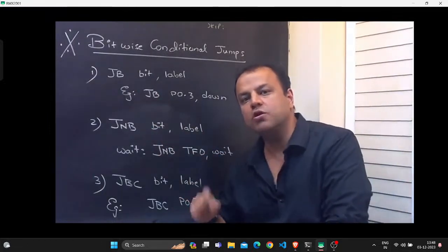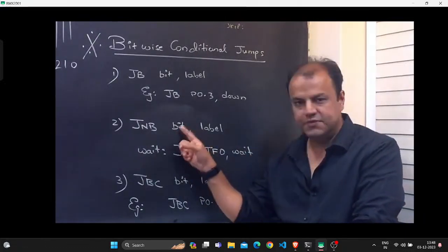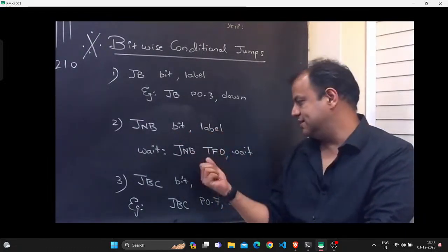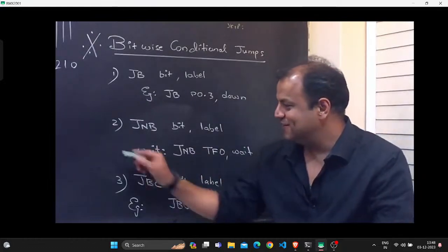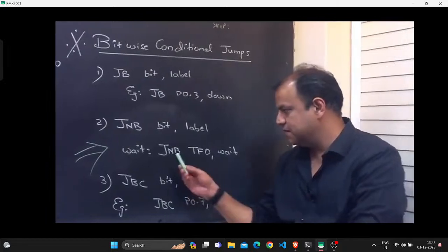JNB, jump if not bit. Not bit means not set. Not set means 0. So if some bit is 0, the program will jump to the location label. Example: if you've seen timer programs, you know you use this instruction a lot. Okay, JNB.